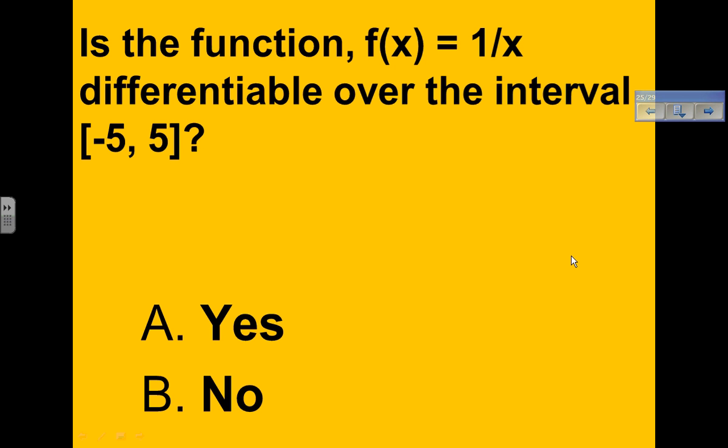Is the function 1 over x differentiable over the interval -5 to 5? Differentiable means, can you take the derivative and get out any rate of change for any x value within the domain? Great. I hope you picked no. Because 0 is not even in the function. Zeros should be taken out of that interval, so it's not going to happen. It's not even a continuous function, so it's not going to be differentiable at 0. So hopefully you picked no.